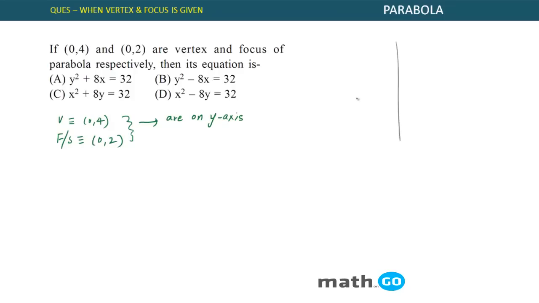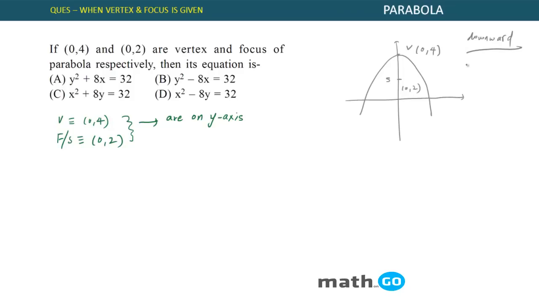If I draw, this is the y-axis and let's say this is the x-axis. So the vertex is 0 comma 4 somewhere here, and the vertex is lying on the y-axis, so either it will be an upward parabola or a downward parabola. If I have to draw it, this is the shape of this particular diagram. Why downward? Because the vertex is 0 comma 4 and the focus is given to be 0 comma 2. So vertex के नीचे focus आ रहा है. Had S been above V, this would become an upward parabola. So actually this is nothing but a downward parabola.